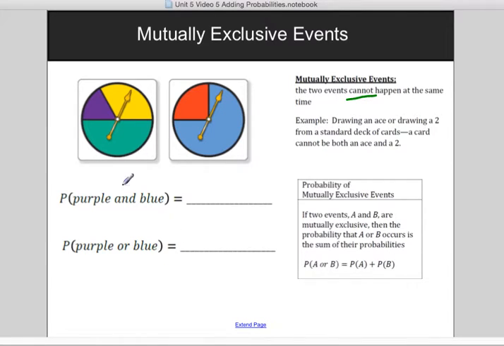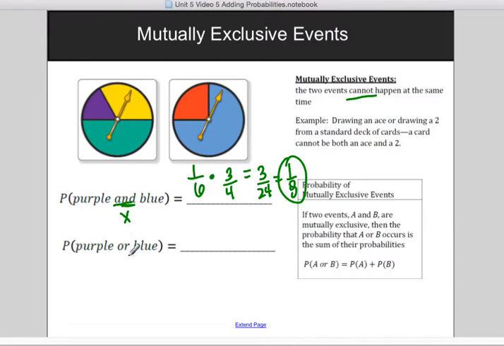We looked at multiplying probabilities the day before. Whenever we saw the word and, that tells us to multiply. So if I want to know the probability of getting a purple and a blue, I would multiply them. My probability of a purple is 1/6 times the probability of a blue, which is 3/4. For that one, I would get 3/24, which reduces to 1/8. So that would be my probability.